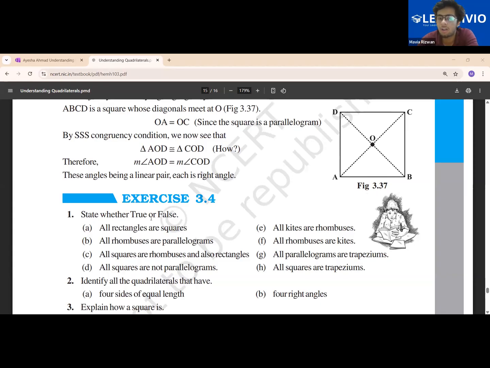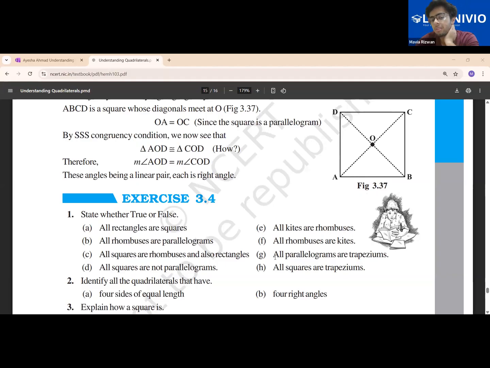All kites are rhombuses. False. All rhombuses are kites. True. Yes. Because see, all kite properties are there in a rhombus. Adjacent sides are equal. Yes. One diagonal is the perpendicular bisector of the other. So yes, all the properties are true.